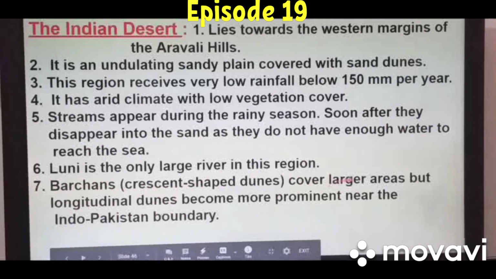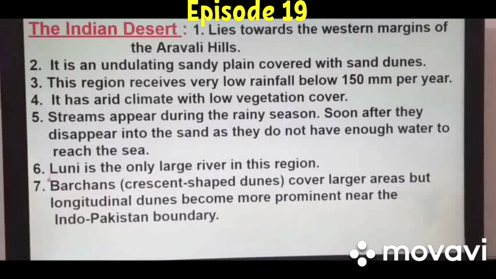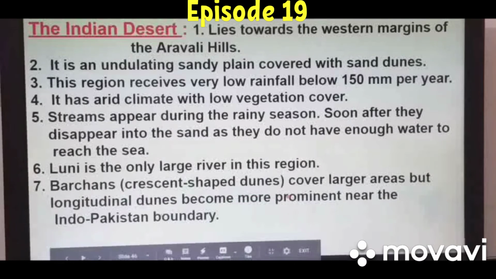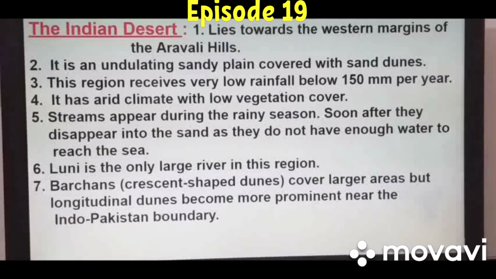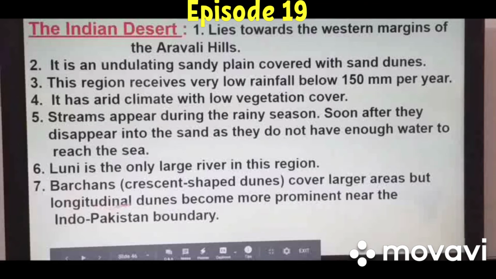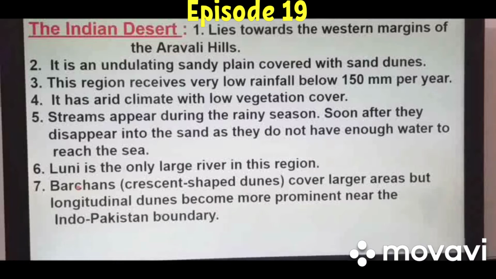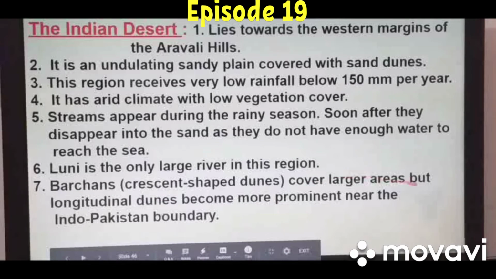Barchans cover larger areas, but longitudinal dunes become more prominent near the Indo-Pakistan boundary. Barchan is a geographical feature. These are crescent shaped dunes. Crescent, maybe you have seen the crescent moon. Such a crescent shape is formed by sand also. These crescent shaped dunes are known as barchans, locally in this desert area, and they cover a larger area.